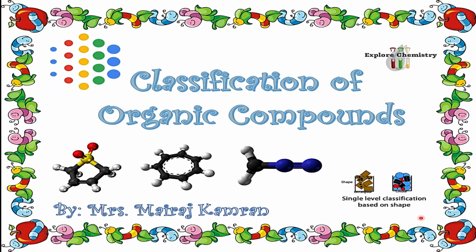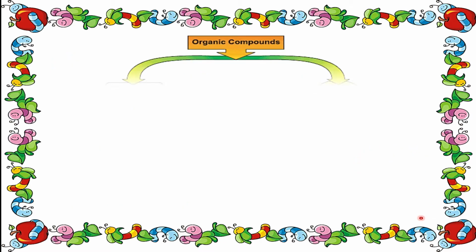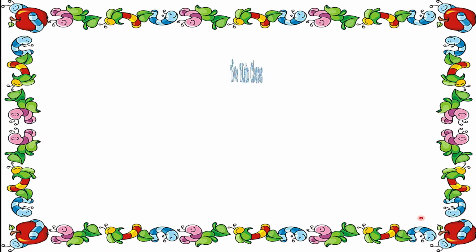In my last video, I gave you some basic knowledge about organic compounds. In this video, we are going to classify organic compounds. So let's classify with me. Organic compounds are mainly classified into different branches according to their structure. There are two main branches and these two main branches are further divided into sub-branches. So let's see how these organic compounds can be classified.